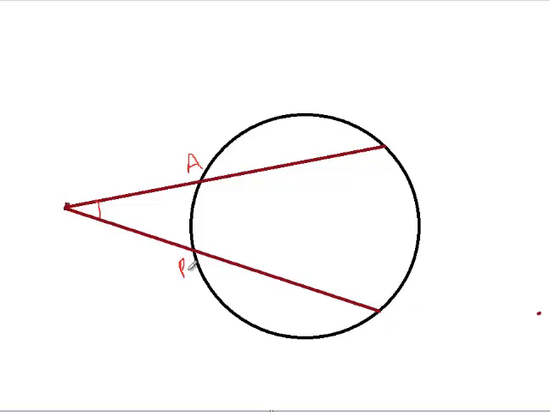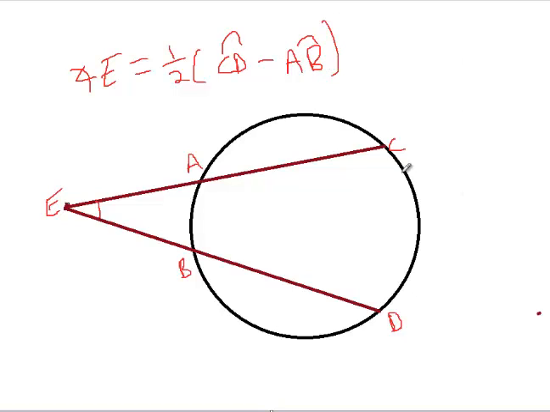So if this is A, and that's B, and that's C, and that's D, and let's say that's E, we'll say angle E is equal to 1/2 of the difference between this arc and this arc. So 1/2 of arc CD minus arc AB. Let's say this is 120 degrees, and this is 40 degrees. You take 120 minus 40, which is 80, and angle E is 1/2 of that, which is 40 degrees.